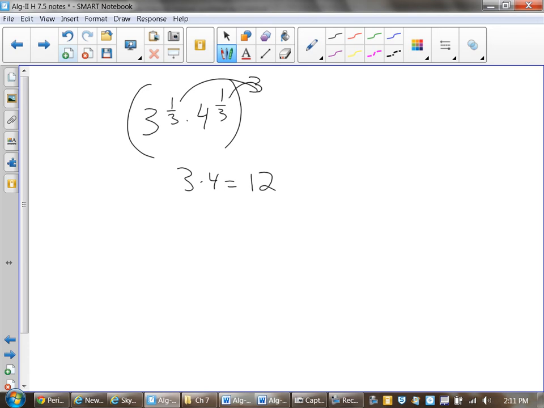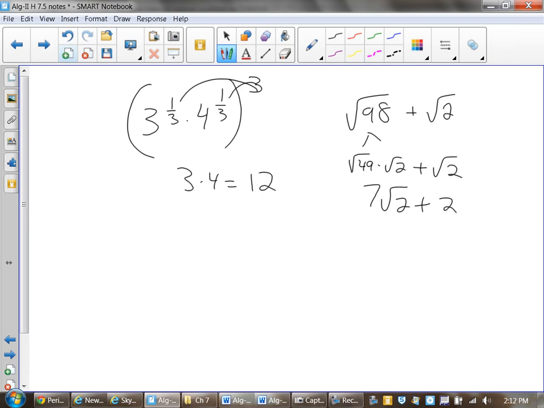Square root of 49 times the square root of 2 is the square root of 98. So what is the square root of 49? Again, what we're looking at here, guys, is the square root of 98 plus the square root of 2. I can break this down to the square root of 49 times the square root of 2. It's 8 root 2. You have to simplify the radical prior to adding them together.